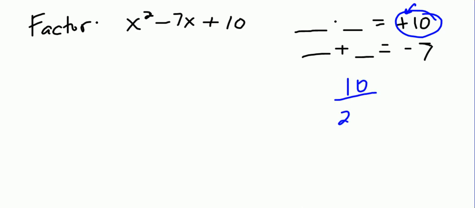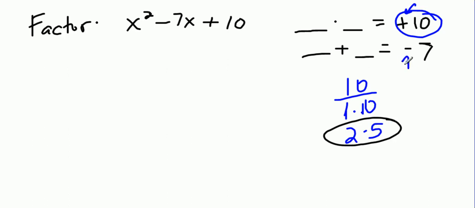It is true, 2 times 5. I like to just start in order, so we start with 1. 1 times 10. Pen's a little slow today. 2 times 5. And that's it. And hopefully you can see that 2 and 5 are going to make 7. The slight issue is we have this negative sign here to worry about. So we'll have to use a negative 2 and a negative 5.